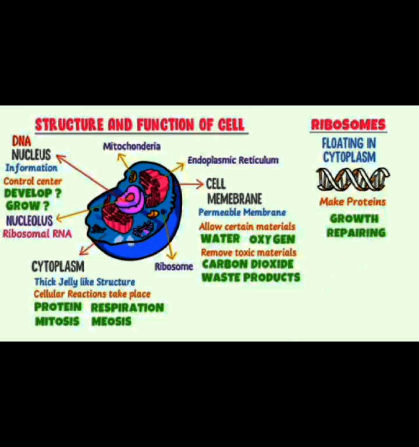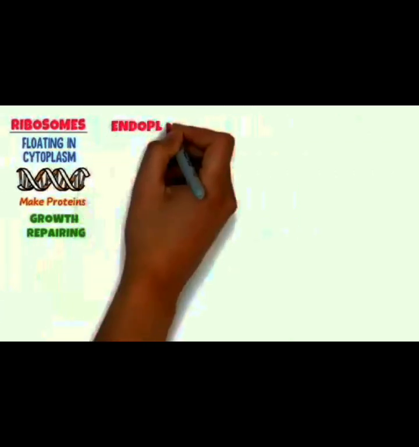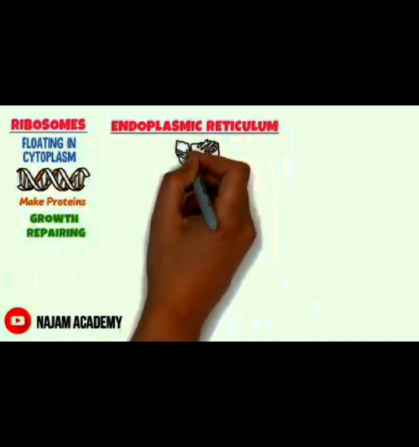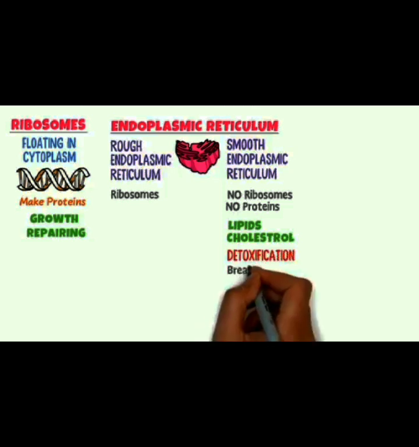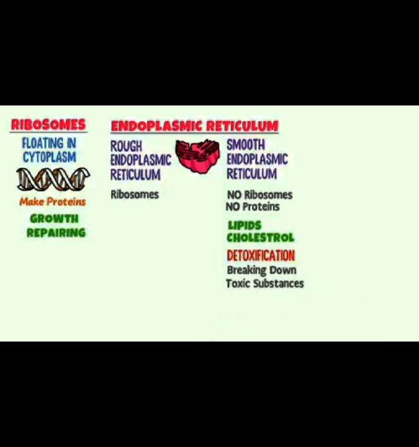To learn about ribosomes and protein formation, we must understand the endoplasmic reticulum. Endoplasmic reticulum is of two types: rough endoplasmic reticulum and smooth endoplasmic reticulum. The main difference between them is that rough endoplasmic reticulum contains ribosomes and smooth endoplasmic reticulum does not contain any ribosomes. It means that smooth endoplasmic reticulum does not produce any protein because it has no ribosomes, but it produces lipids or cholesterols, etc. Secondly, it also does detoxification. It means breaking down of the toxic substances within the cell.